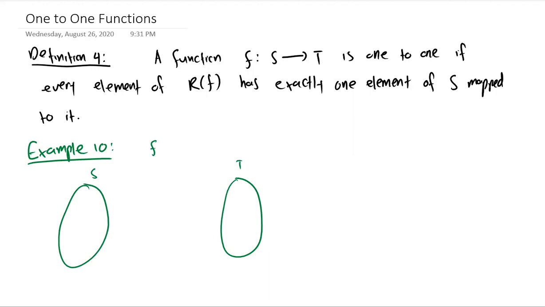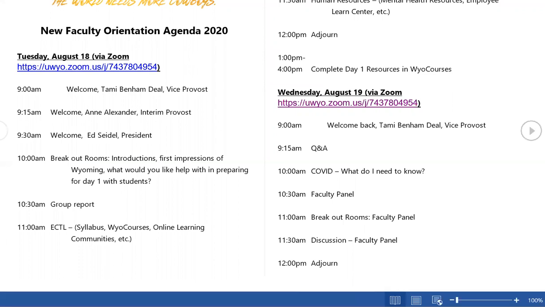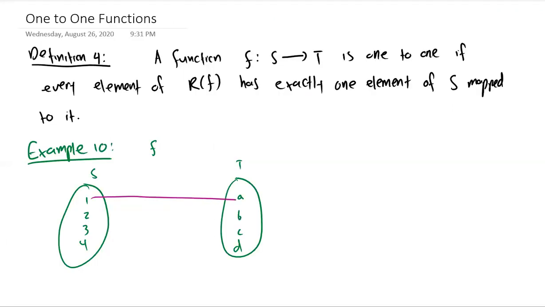Let's say we have the elements 1, 2, 3, 4, A, B, C, D. And let's say that 1 is mapped to A, 2 is mapped to A, 3 is mapped to B, and then 4 is mapped to D. Now, looking at this relation, you can verify that it is a function, right?